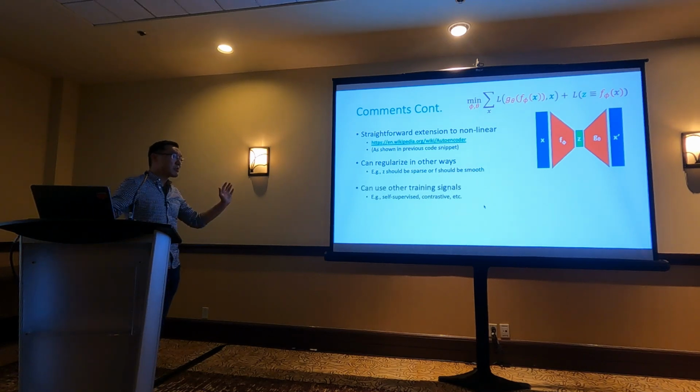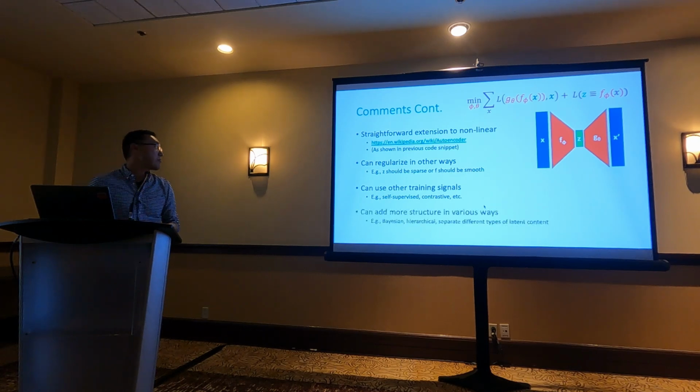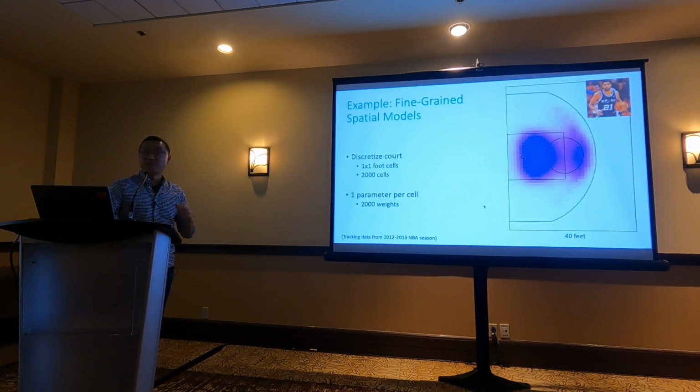You can use other learning signals beyond autoencoding. You can use self-supervised learning. You can use contrastive learning, etc. You can add more structure in various ways. You can make this be more probabilistic. You could have a hierarchical structure. You can encode different types of latent content. And I'll go through four examples.